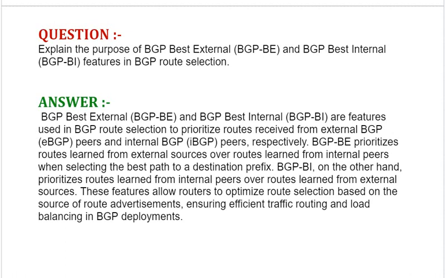BGP-BE prioritizes routes learned from external sources over routes learned from internal peers when selecting the best path to a destination prefix. BGP-BI, on the other hand, prioritizes routes learned from internal peers over routes learned from external sources. These features allow routers to optimize route selection based on the source of route advertisements, ensuring efficient traffic routing and load balancing in BGP deployments.